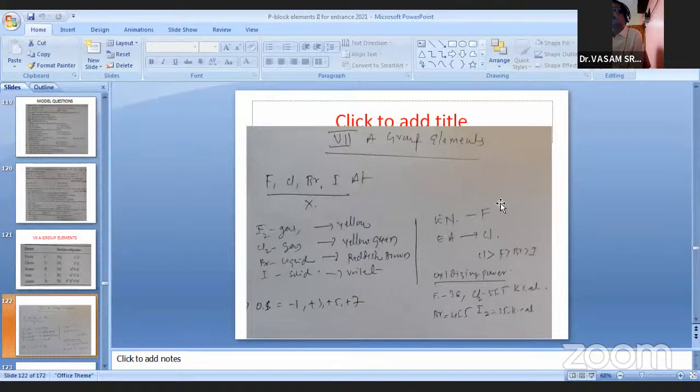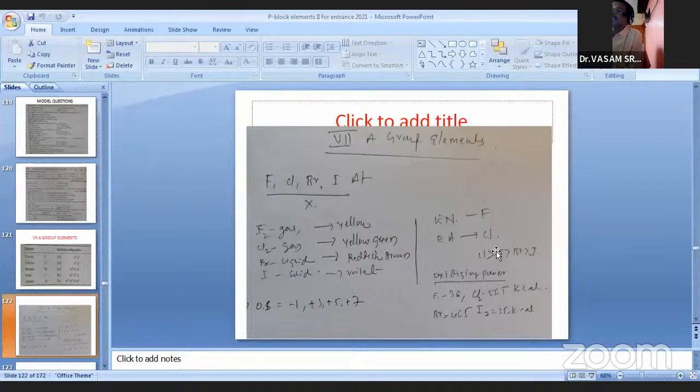The value is 4.0, the maximum value, for fluorine. That's why in the entire periodic table, the most electronegative element is fluorine. And next, electron affinity: chlorine has the highest electron affinity. Actually, the answer here would be fluorine, but chlorine comes first, then fluorine.